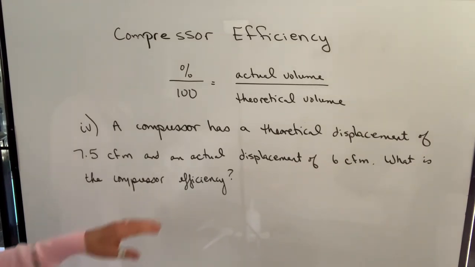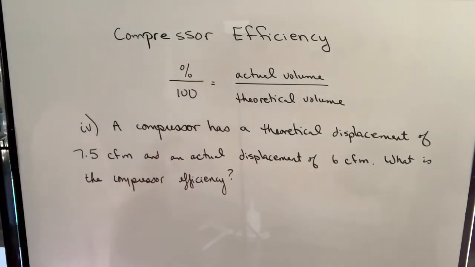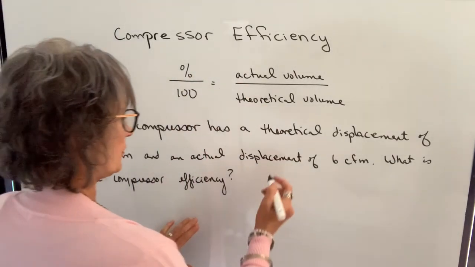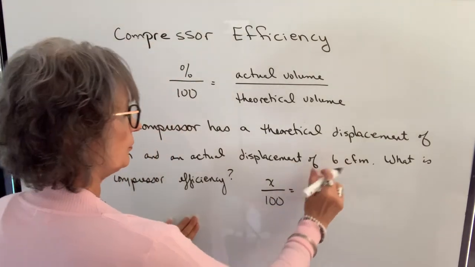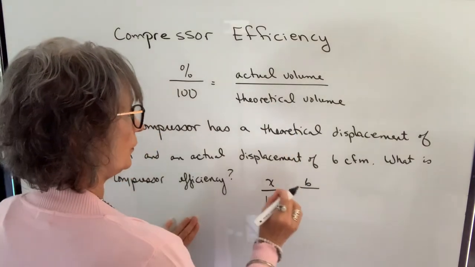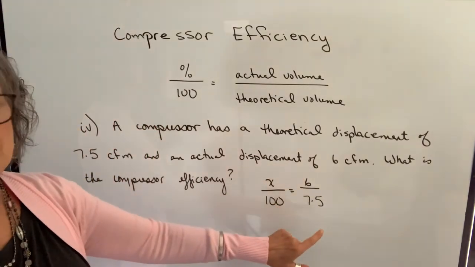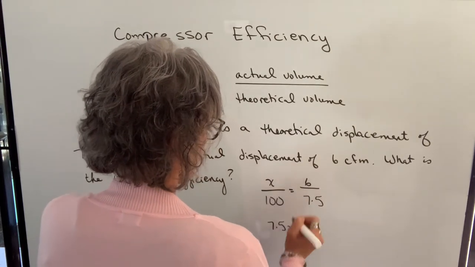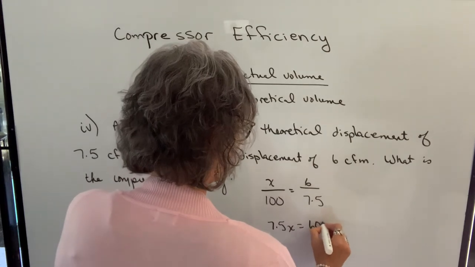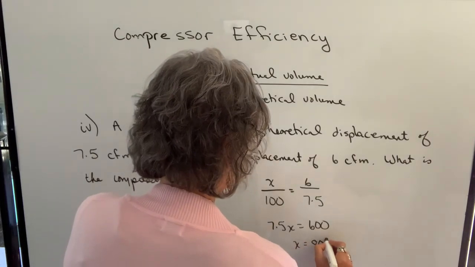In our last example, we know a compressor has a theoretical displacement of 7.5 cubic feet per minute and an actual displacement of 6 cubic feet per minute. We want to calculate what the compressor efficiency is. So in this case, we don't know the percent. That's our unknown. That'll be our x over 100. It will equal the actual displacement or volume of 6 divided by the theoretical volume or displacement of 7.5. So what we're doing is finding what percent 6 is of 7.5. So we can cross multiply 7.5 times x, cross that diagonal, will equal 100 times 6. To isolate or solve for x, we're going to divide by 7.5 and we get 80%.